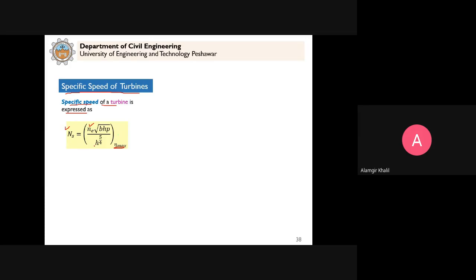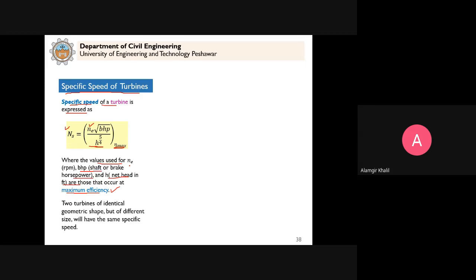And H is the head acting on the turbine. So these are the values for NE, the BHP, shaft or brake horsepower, and the net head in feet, that are corresponding to the maximum efficiency. Clear? So this specific speed is more related to the geometry. It says that two turbines of identical geometric shape but of different size will have the same specific speed. Clear?